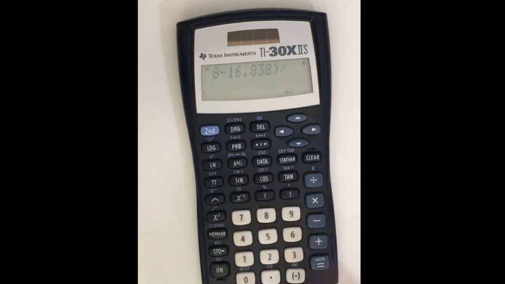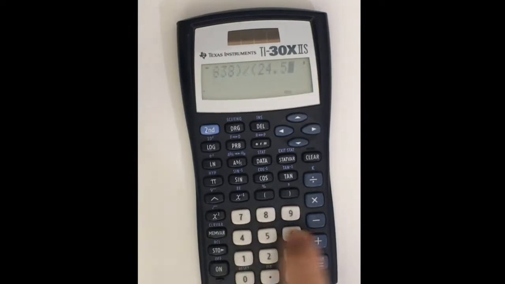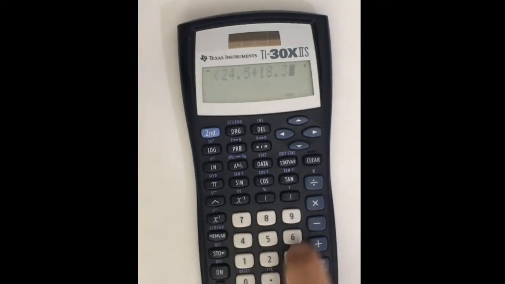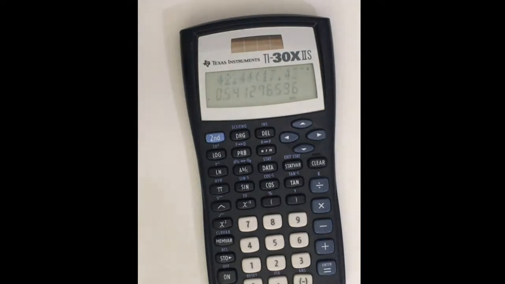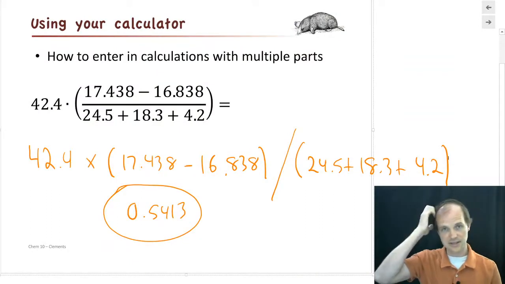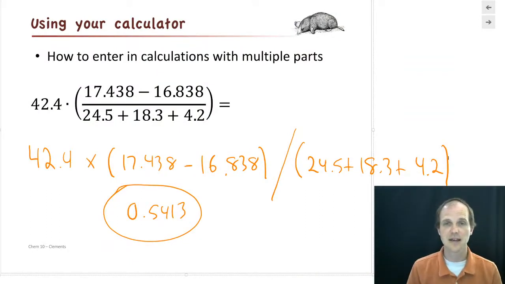Then I'm going to put that divide, and I'm going to put those parentheses there, and put the 24.5 plus 18.3 plus 4.2, and then I'm going to put my close parentheses there. When I type that in, I get 0.5413. I'm just going to round, and that would be our answer in that one. So numerator gets a multiply, denominator gets a divide, put parentheses around any addition and subtraction. And if you do that, you'll be doing really well with your calculator in this class.